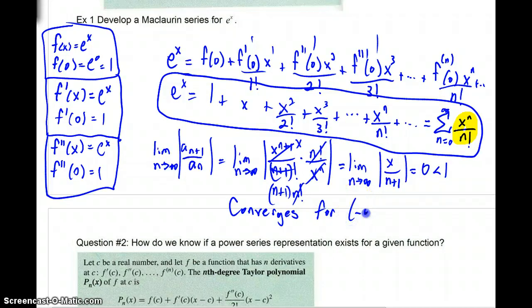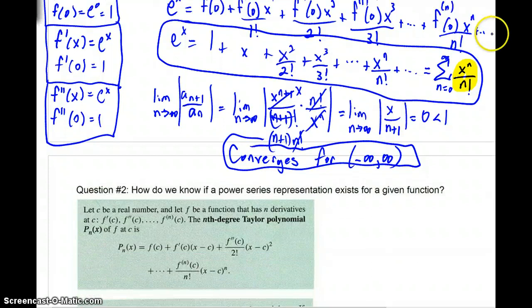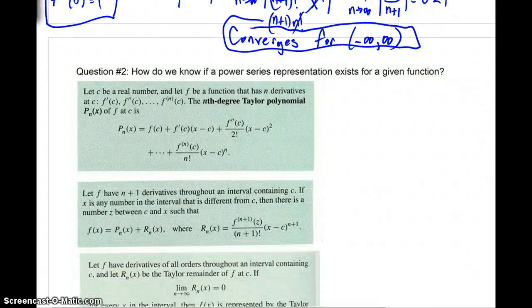My goodness, the interval of convergence is all real numbers. So, unbelievably, this e to the x is a little bit surprising. It's unlike our previous section; we see convergence for any x value that we would like. Wow, let's keep going. Question number 2.